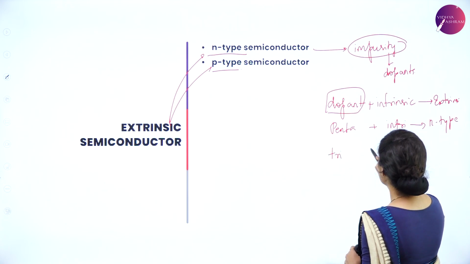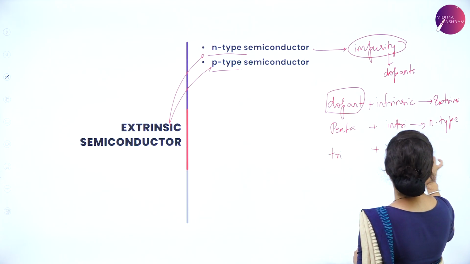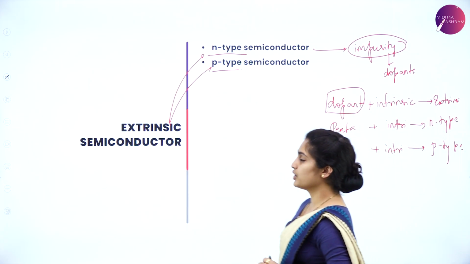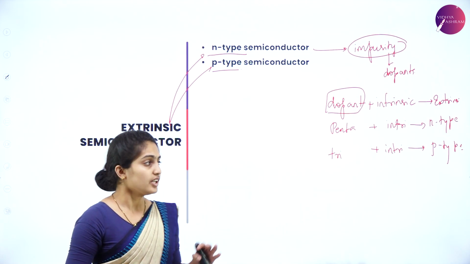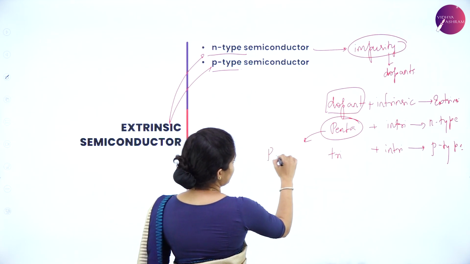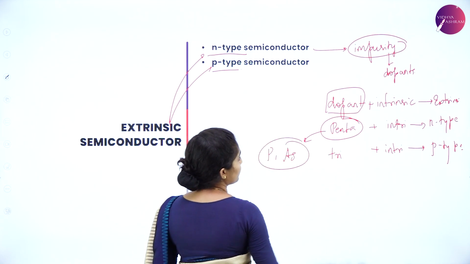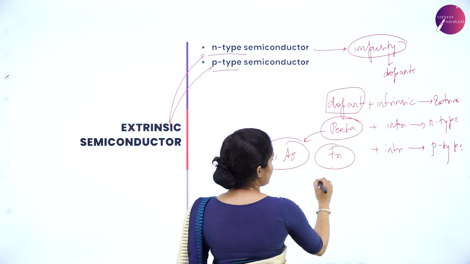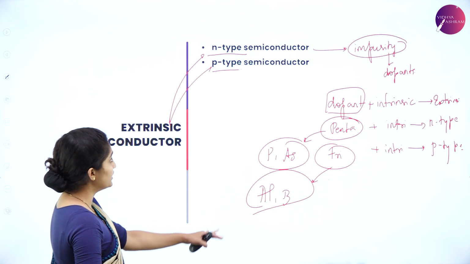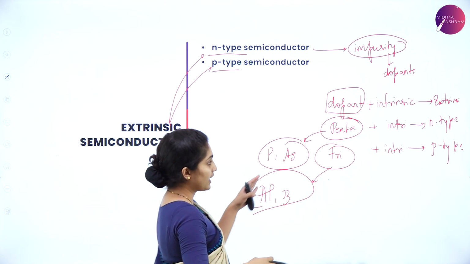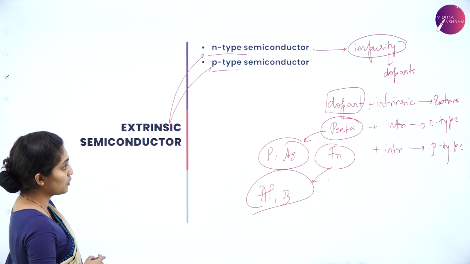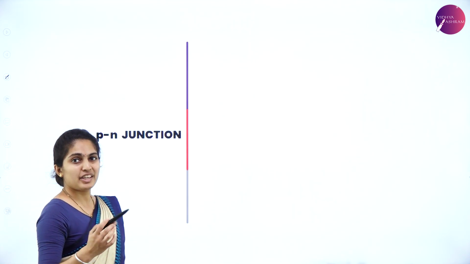If you add trivalent impurities to intrinsic semiconductors, it gives you p-type semiconductors. That is all about extrinsic semiconductors. Pentavalent impurities can be phosphorus as well as arsenic. Trivalent impurities can be aluminium as well as boron. These are the trivalent impurities which are doped to the intrinsic semiconductors to give you p-type semiconductors. So going on to the next one, we have the p-n junction.